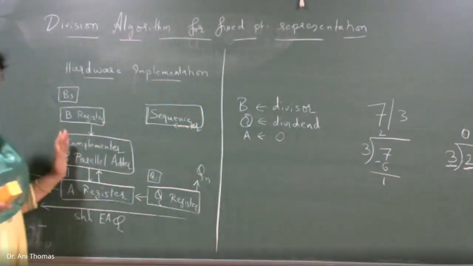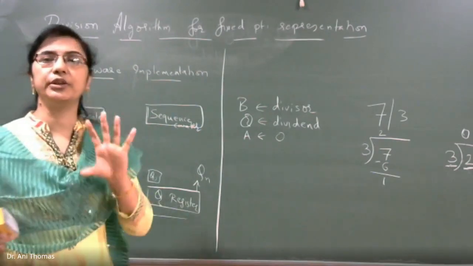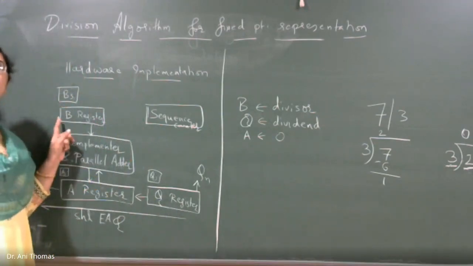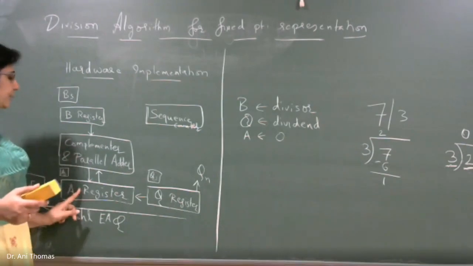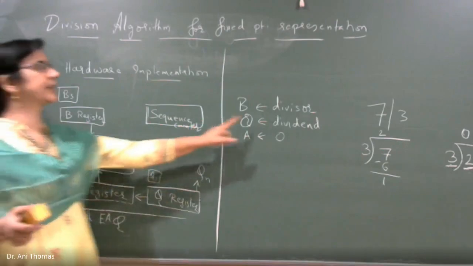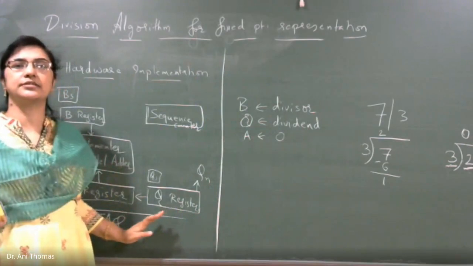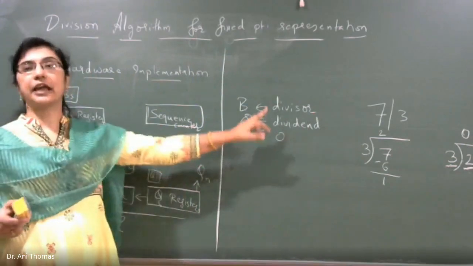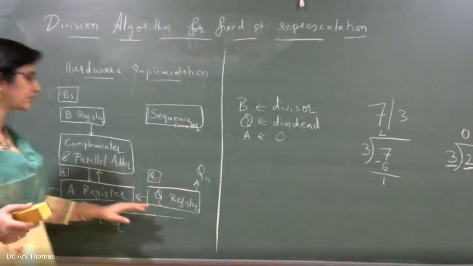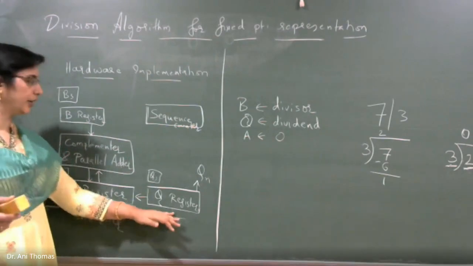So what this hardware implementation shows is what we want for doing the division algorithm. We want 2 registers, A register and B register. We want Q register because the dividend can be greater than the divisor and the quotient. That is the concept of taking 2 registers here. So for keeping the dividend, we have 2 registers, A and Q.